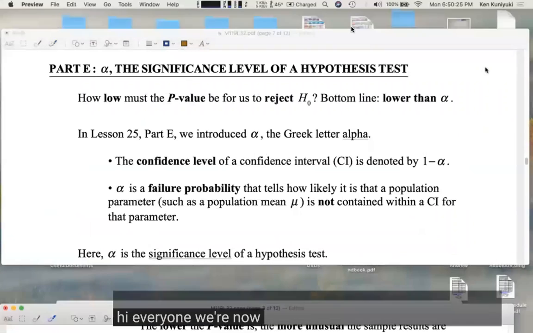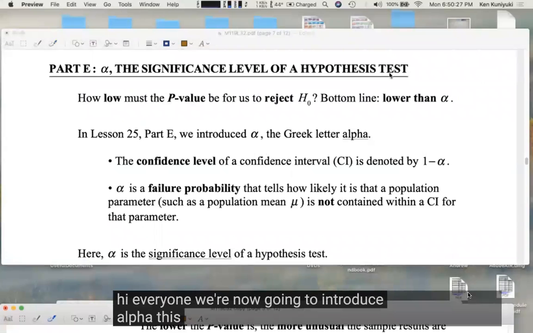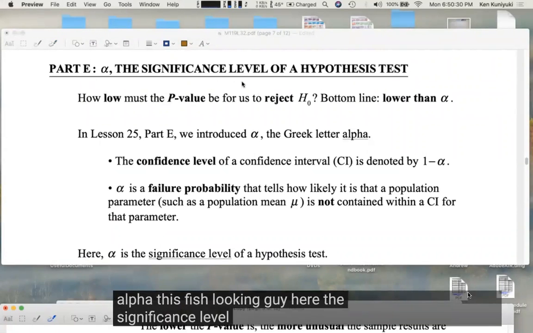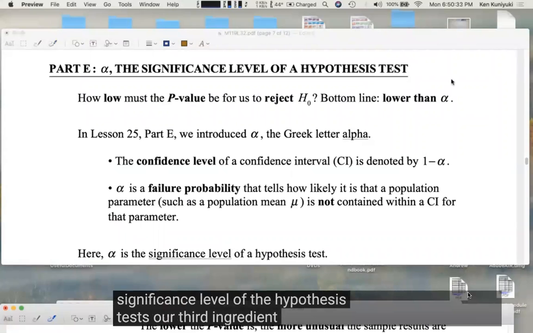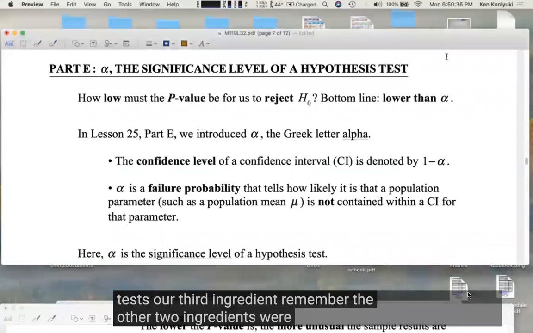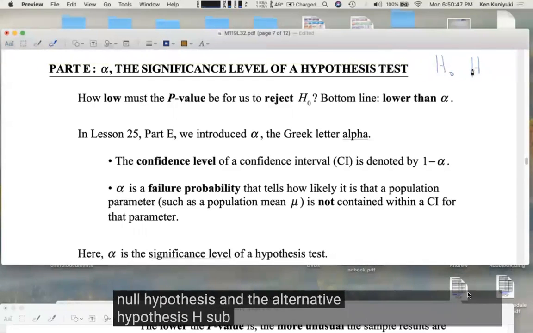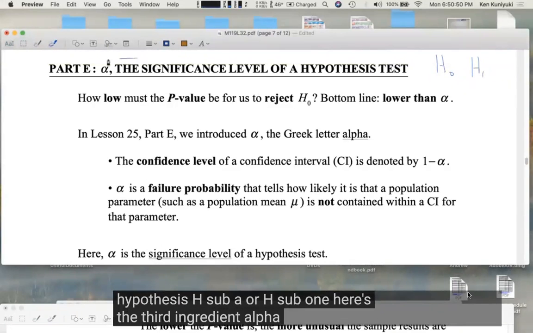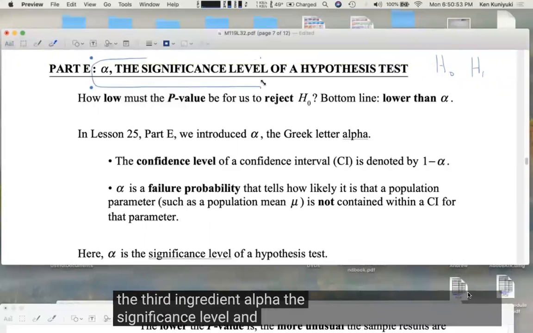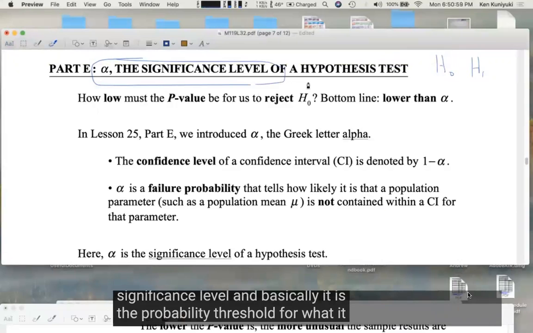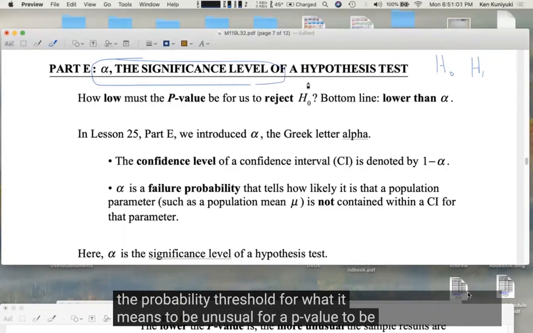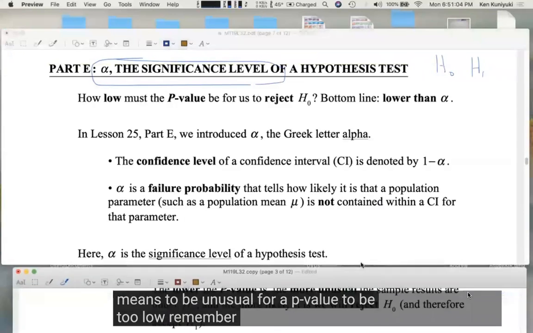Hi, everyone. We're now going to introduce alpha, this fish-looking guy, the significance level of the hypothesis test, our third ingredient. Remember, the other two ingredients were the actual null hypothesis and the alternative hypothesis, H sub A or H sub 1. Here's the third ingredient, alpha, the significance level. And basically, it is the probability threshold for what it means to be unusual, for a p-value to be too low.